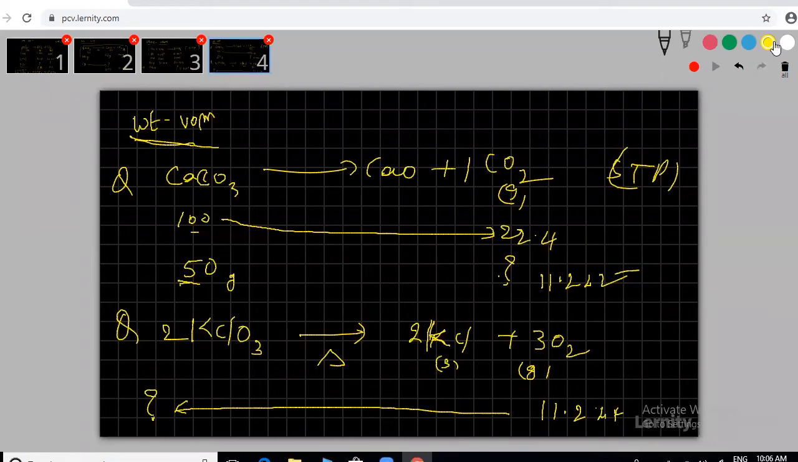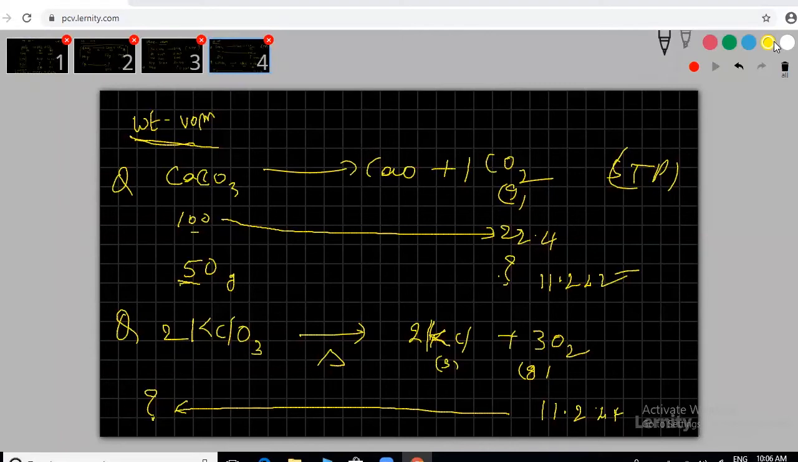So I am asking in reverse. What is the weight of KClO3? Has anyone solved it? What is the weight of KClO3? 122.5. Okay, fine.